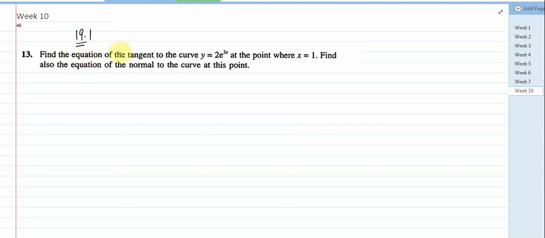It says, find the equation of the tangent to the curve y equals 2e to the power 3x at the point where x equals 1. Find also the equation of the normal to the curve at this point. Alright, so there are two parts in this question.